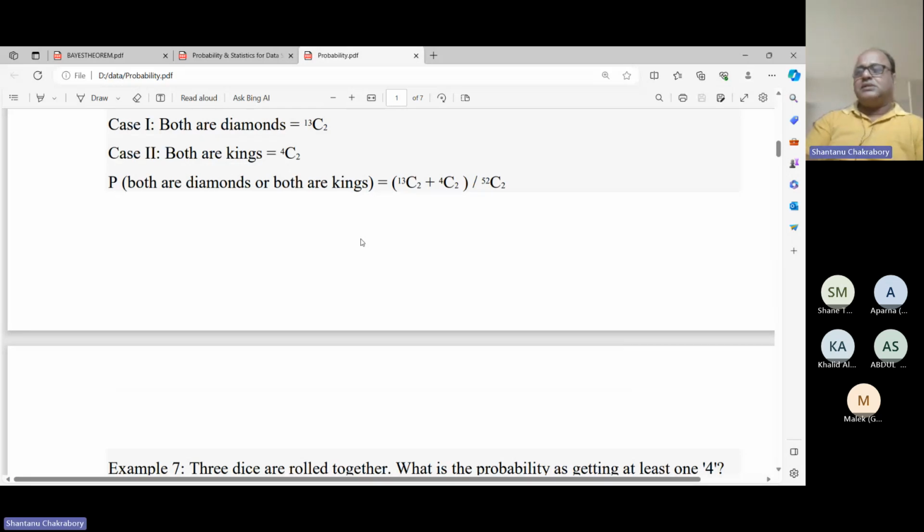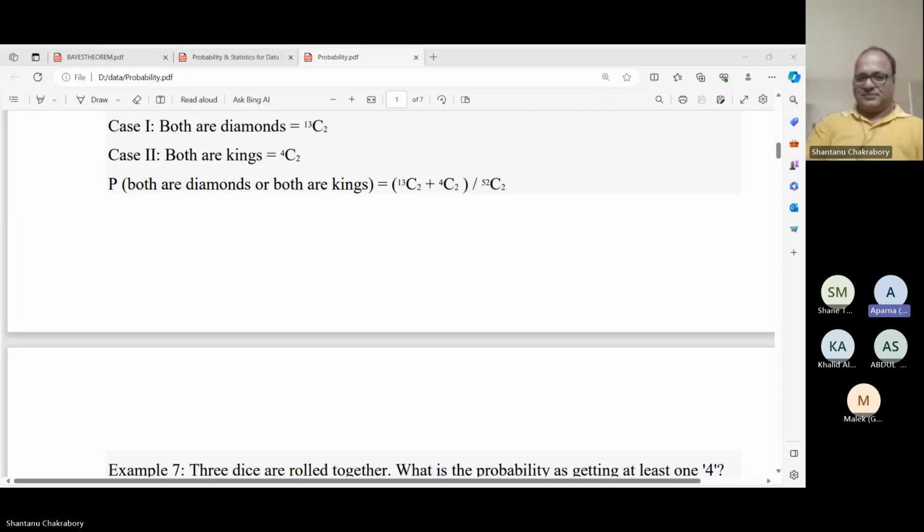So in this case, your sample space will be what and your event space will be what? Any idea? Sir, the sample space will be 6 into 6 into 6, because there are three dice, so you have 6 into 6 into 6. That will be your sample space, right?